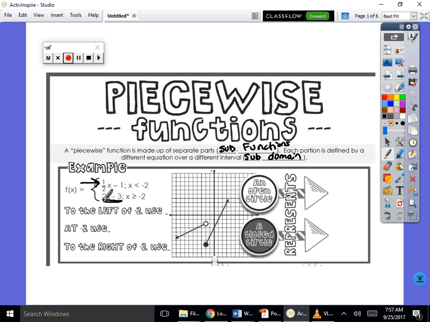So let's go back to a basic skill that hopefully you learned before. An open circle represents not included. The value is not included. So for example, right here, -2 is not included. So we would use less than or greater than. Those are not included. If I have a closed circle, what happens? It's included. It is equal to. So that would be greater than or equal to, less than or equal to.